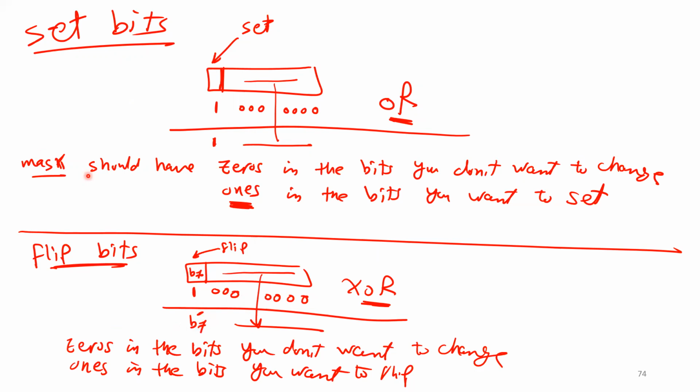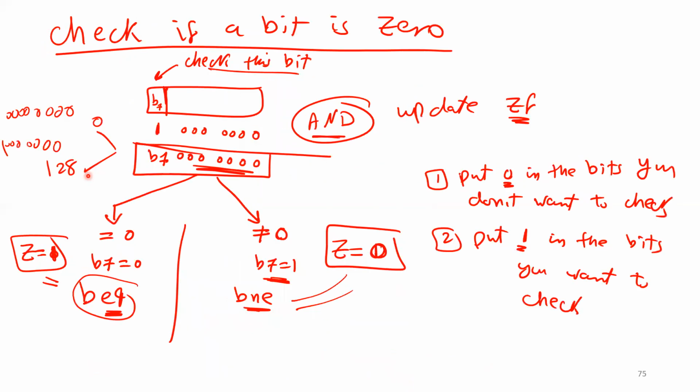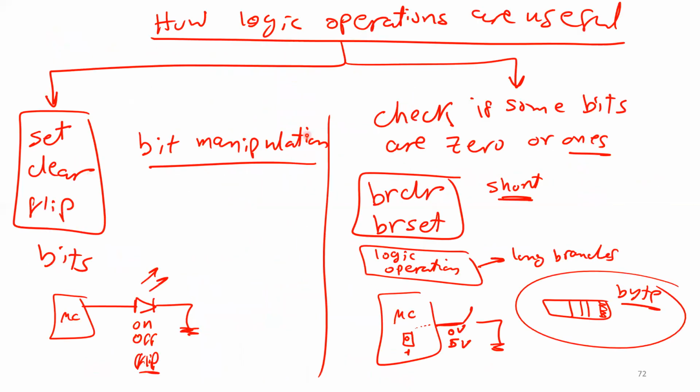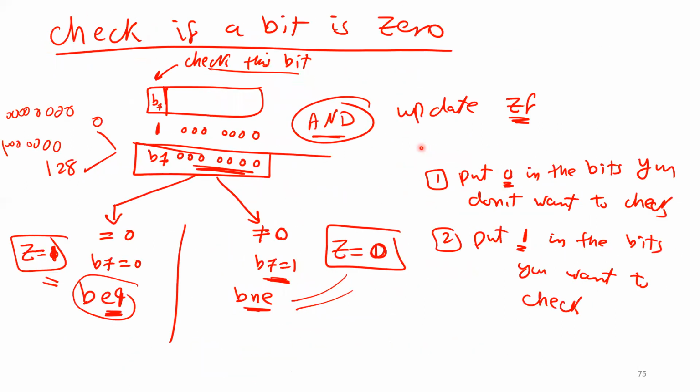Great. Now let's come to what we call bit manipulation. I told you about bit manipulation: how can you do set, clear, and flip? Now I'm going to explain how we can use logic AND to check some bits, if they are zeros or ones and so on. So look at the idea.